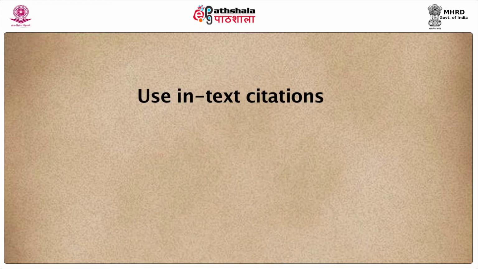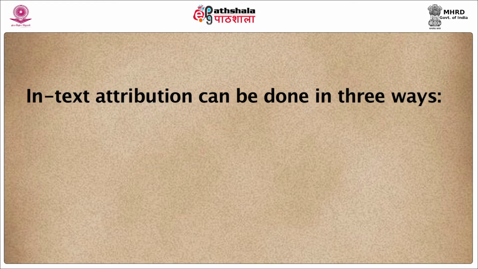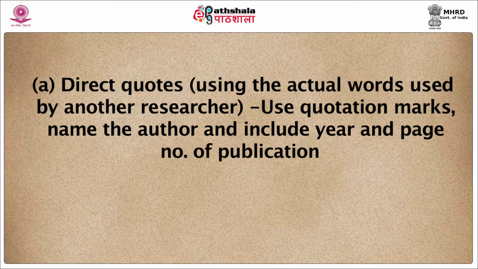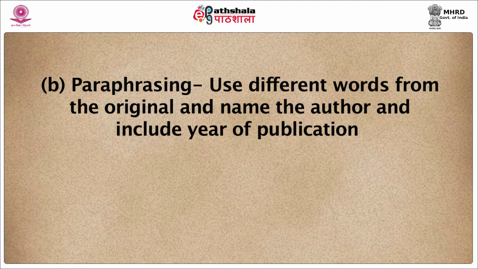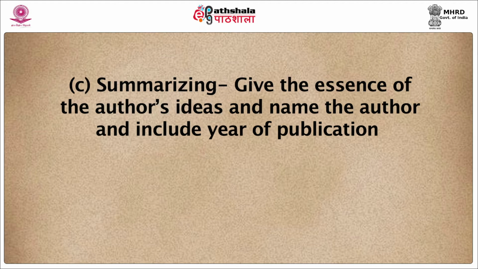4. Use in-text citations. In-text attribution can be done in 3 ways. A. Direct quotes. Using the actual words used by another researcher. Use quotation marks, name the author and include the year and page number of publication. B. Paraphrasing. Use different words from the original and name the author and include the year of publication. C. Summarizing. Give the essence of the author's ideas and name the author and include the year of publication.